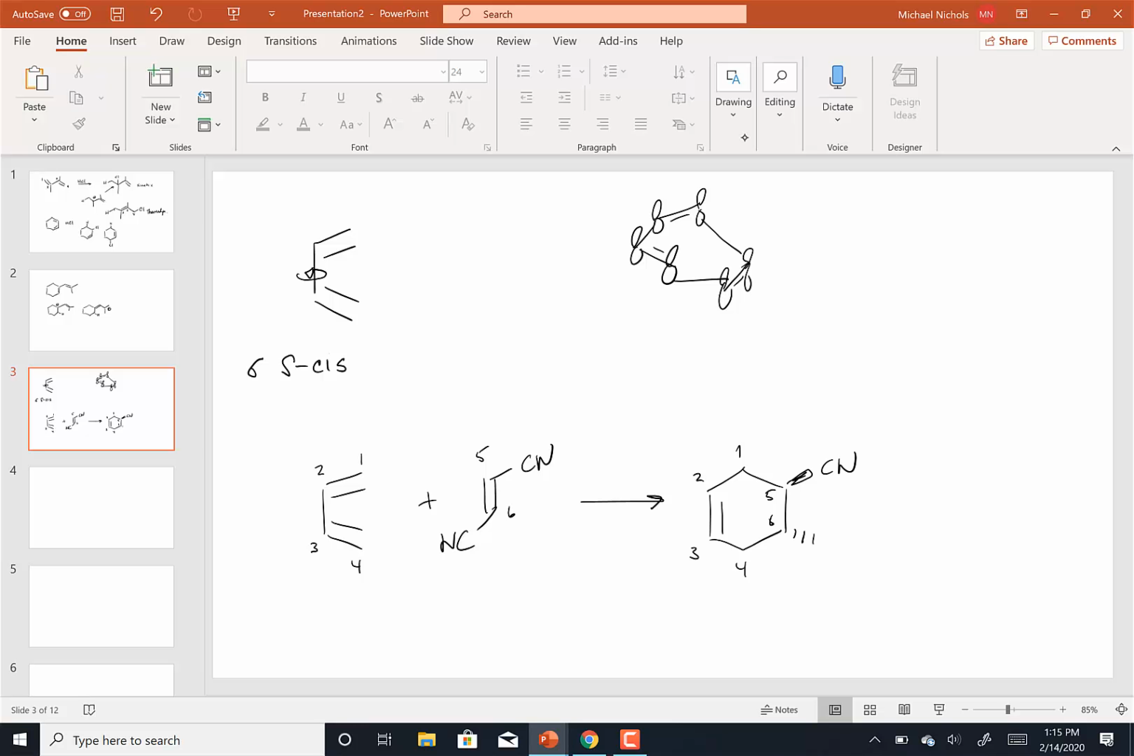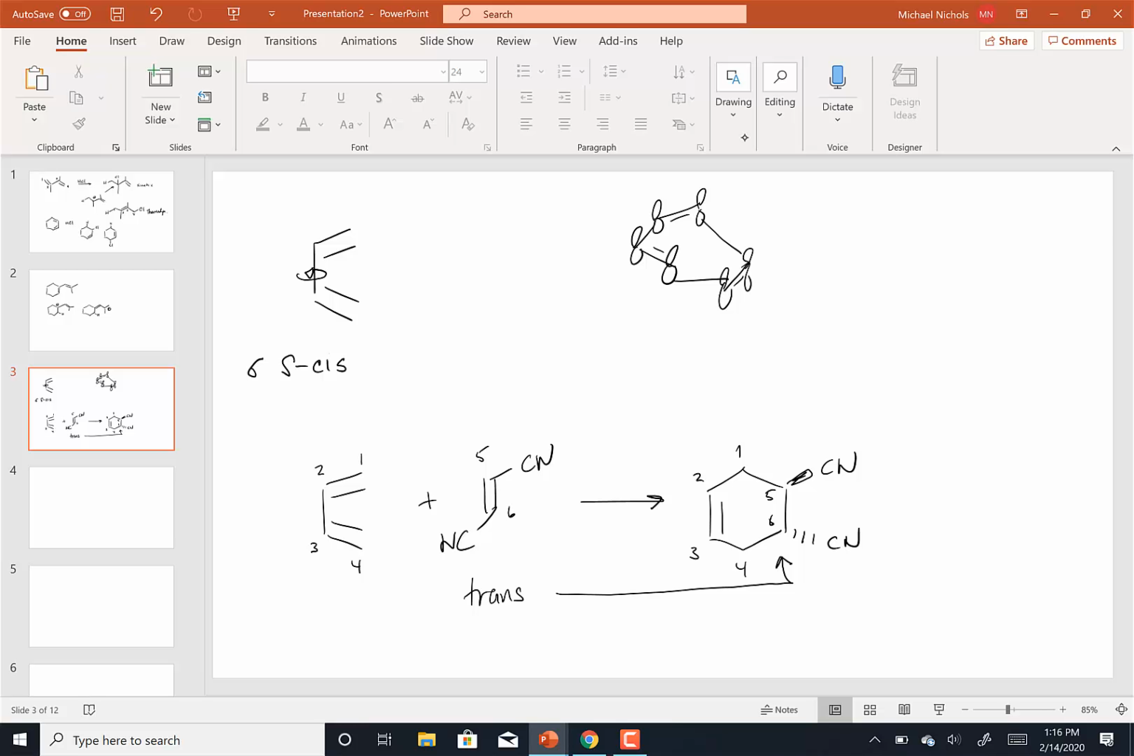And then in this case, the two CN groups are going to be trans. It doesn't matter whether it's bold dashed or dash bold. The key is that they are trans with different wedges. So the stereochemistry of the alkene transfers to the stereochemistry of those two groups in the final product.